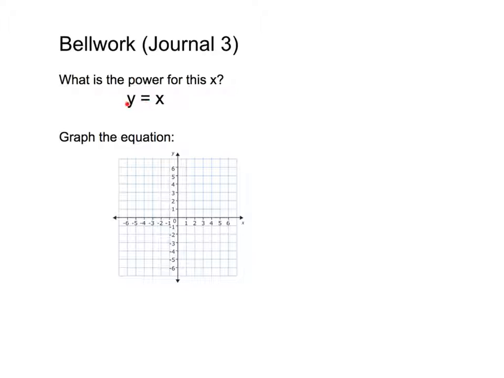So this x here, notice how it doesn't have an exponent here? That means that by default, the power is 1, right? X to the first power. Whenever there's not a power or an exponent there, it's always going to be 1. That's because anything to the first power is itself.